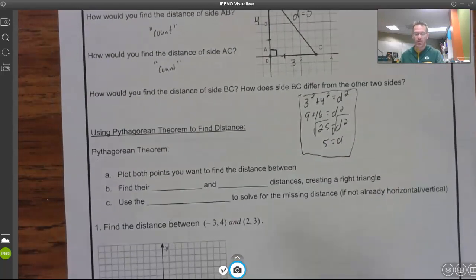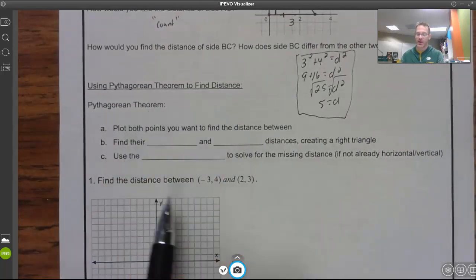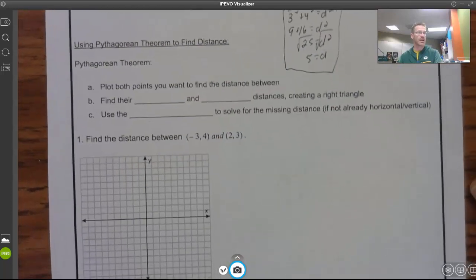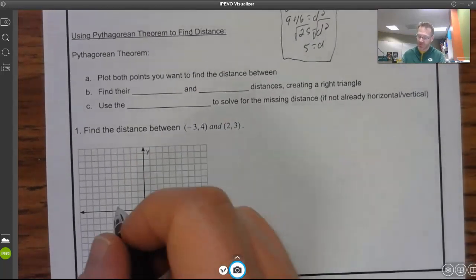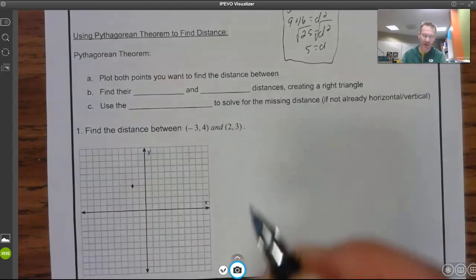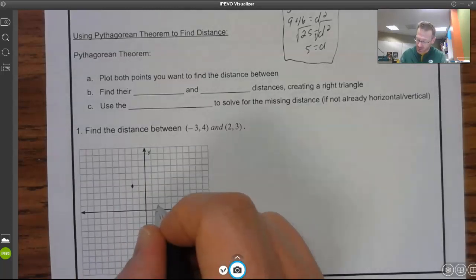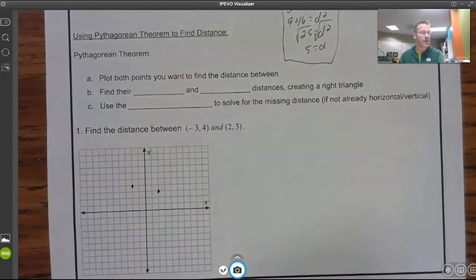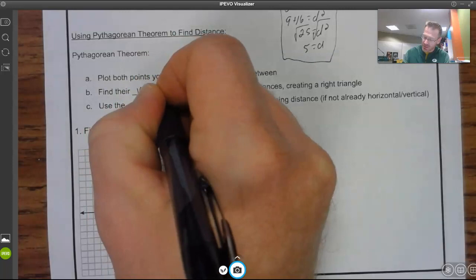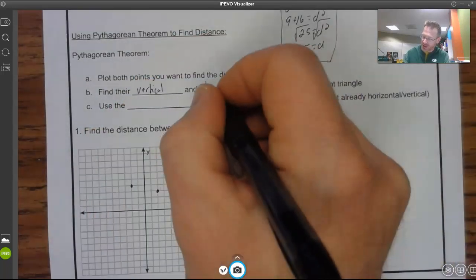So how do we do this? We're going to use the Pythagorean theorem to find distance. We want to plot both points you want to find the distance between. So let's go back to this example here. Negative 3, 4, 1, 2, 3, 1, 2, 3, 4. So there's my first point, and 2, 3, 2, 1, 2, 3. Okay. We want to find their vertical and horizontal distances.